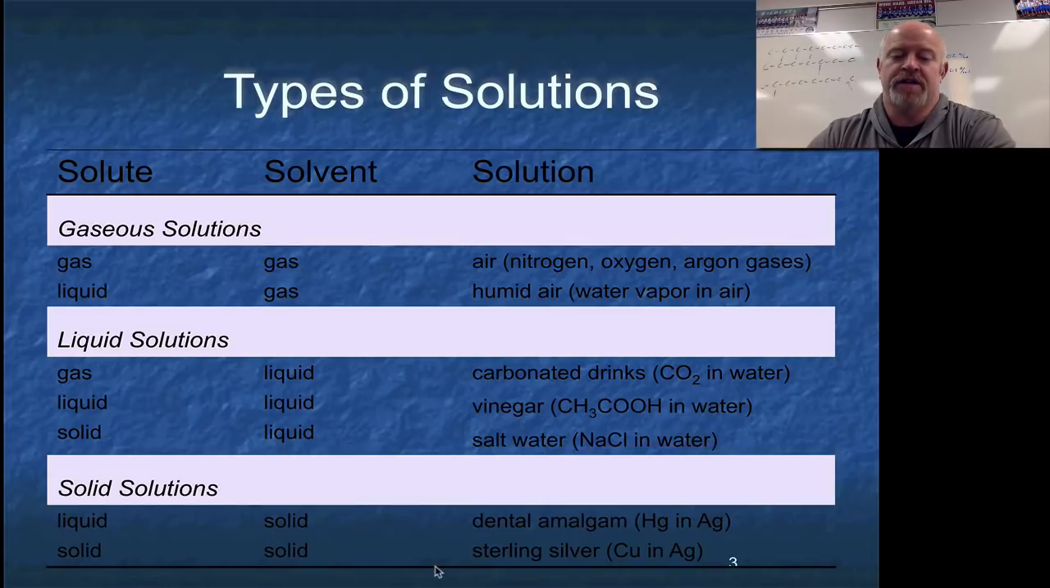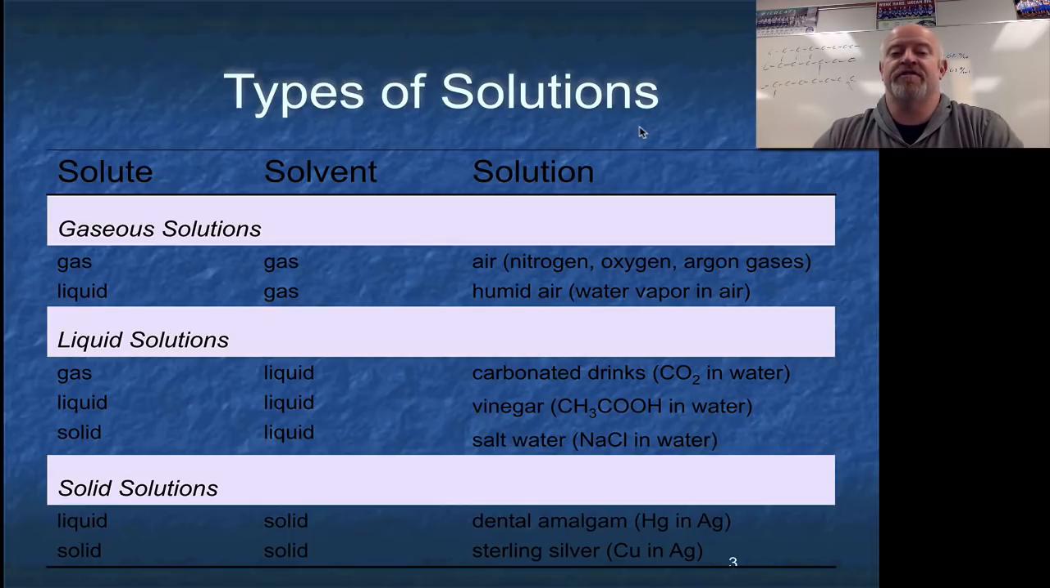Okay, and then solid to solid. Something like sterling silver would be an example of that. Now, the solid-to-solid solution, another word for that is an alloy. Okay, so if you want to, write the word alloy right down here, because anytime we're doing these, we're actually creating alloys.